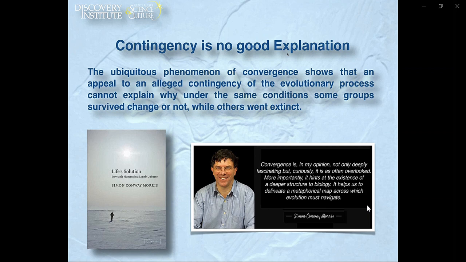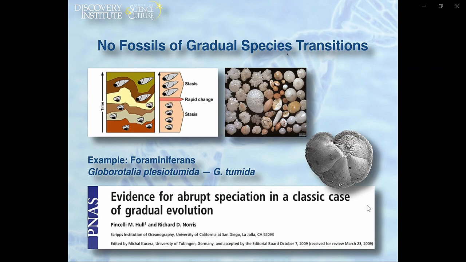So, finally, the final prediction of Darwinism that is not confirmed by the fossil record: Darwin predicts gradual species-to-species transitions. So not only a gradual transition, let's say, from slime to us, but also a gradual transition from one mouse species to another mouse species. And actually, if you look at the fossil record, you hardly find any examples for such species-to-species transitions. But paleontologists said, well, that's the incompleteness of the fossil record, again, this explanation.